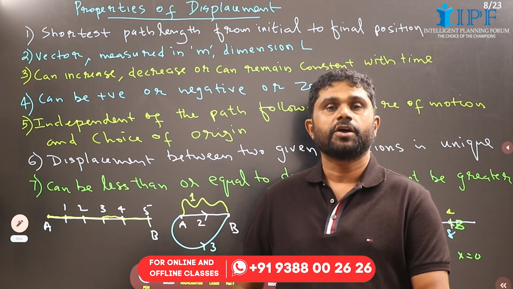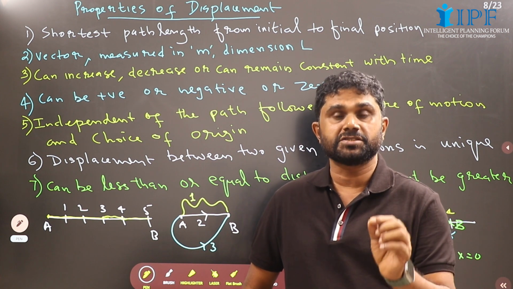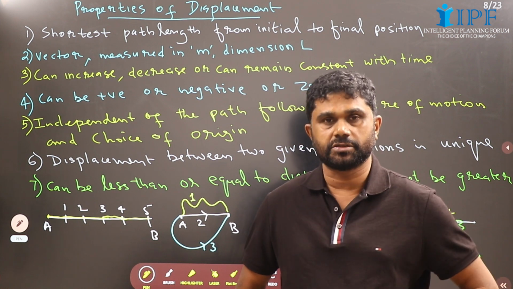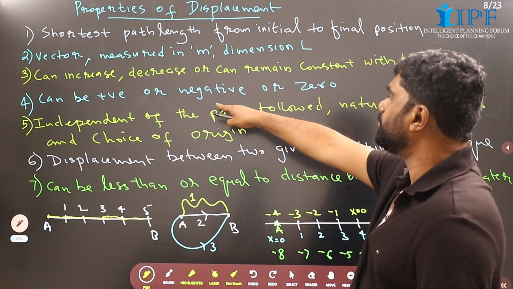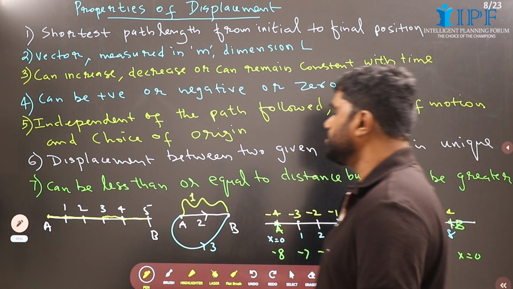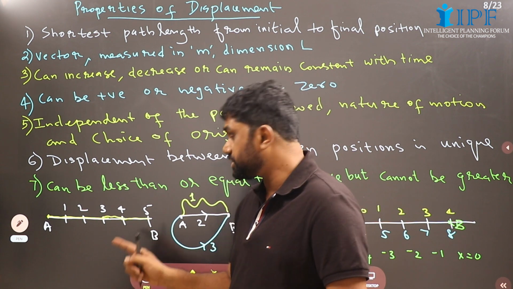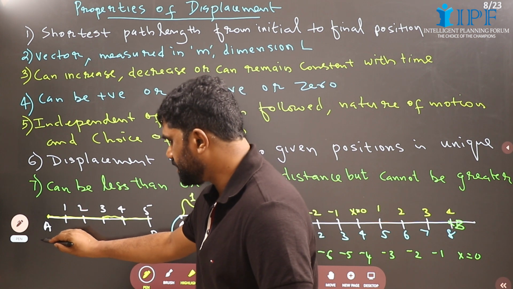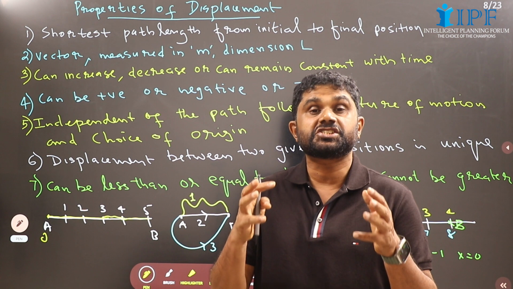So displacement, we should not consider the path followed. Okay, see, we have to consider only the shortest path from the initial to the final position, irrespective of the path followed. Okay, now see, it can be positive or negative or 0. Okay, now suppose the body has started from B to A. Okay, initial position is represented by 5 and final position is represented by say 0. A is 0.